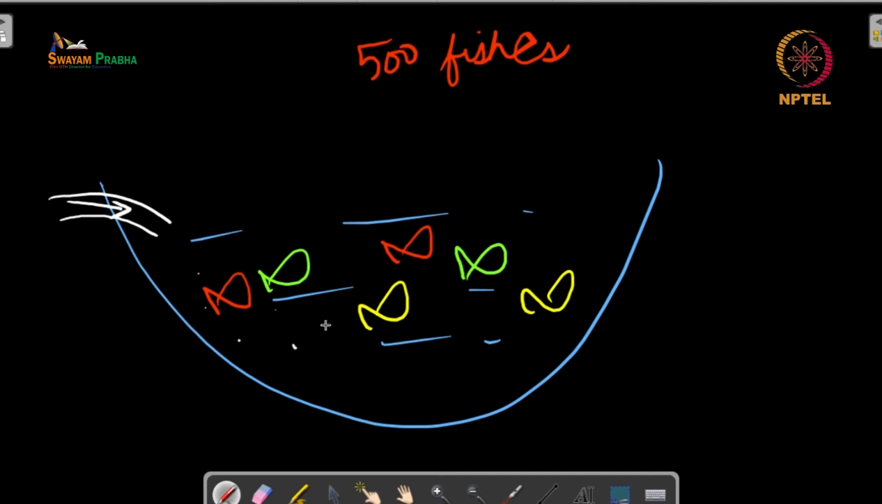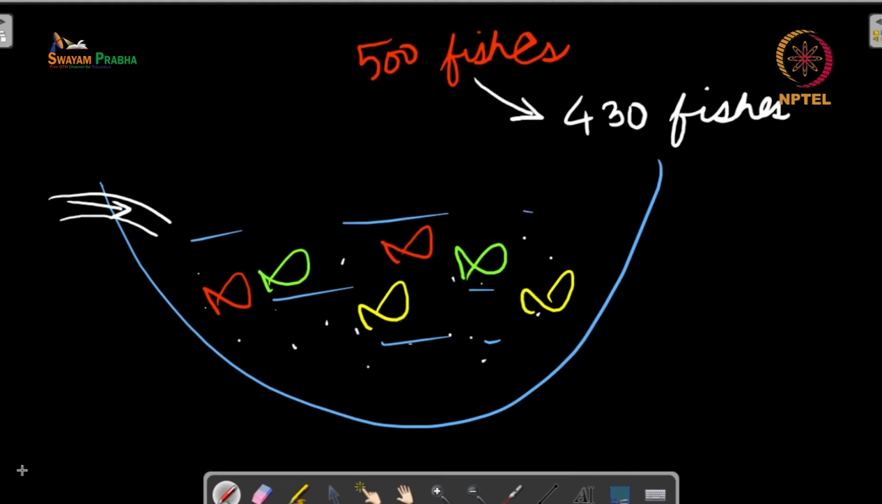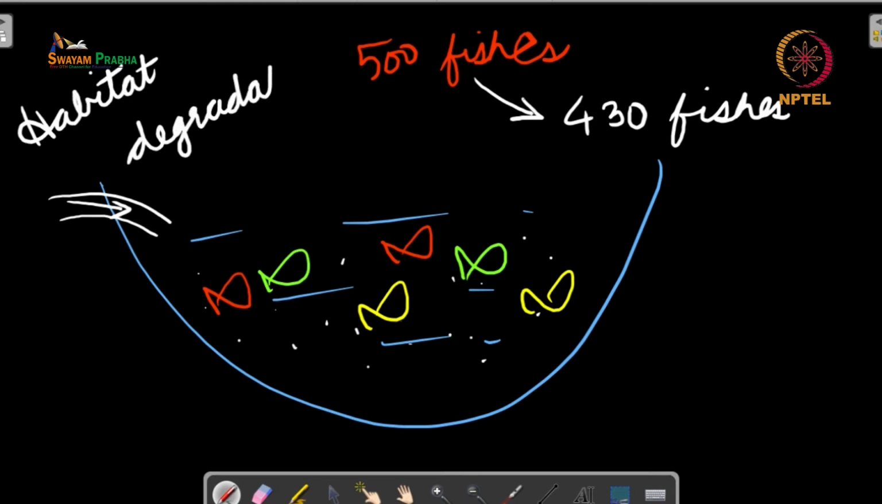Now, once we increase the pollutant load in the pond, then what do you think will happen to the number of fishes? Currently, the pond is able to support 500 fishes, but with more and more pollution, suppose the number of fishes that the pond is able to support reduces. So now it is able to support 430 fishes. This situation is known as habitat degradation. That is, we are reducing the quality of the habitat.